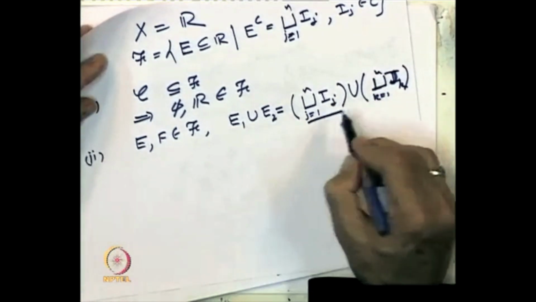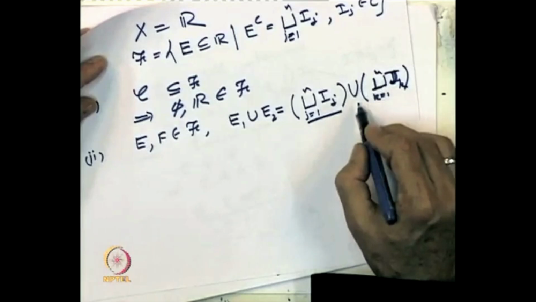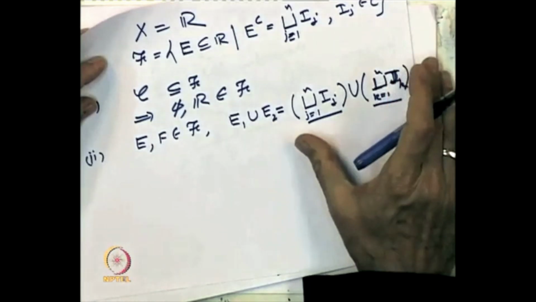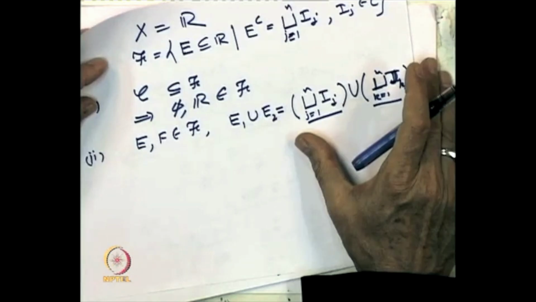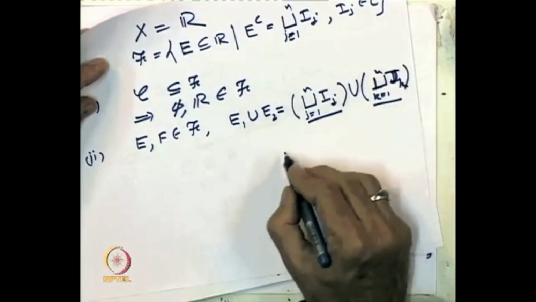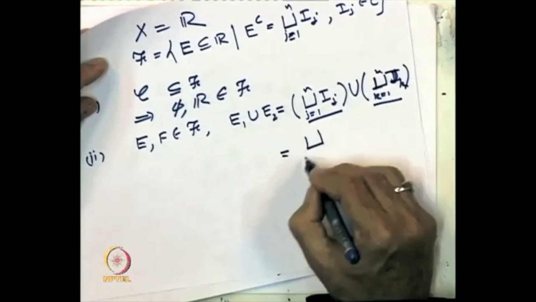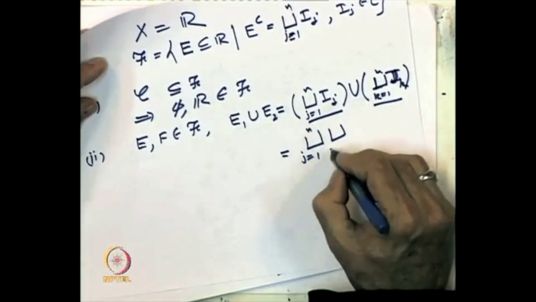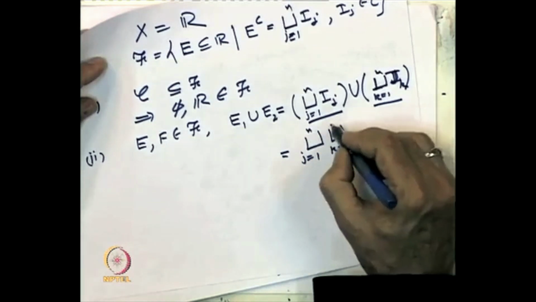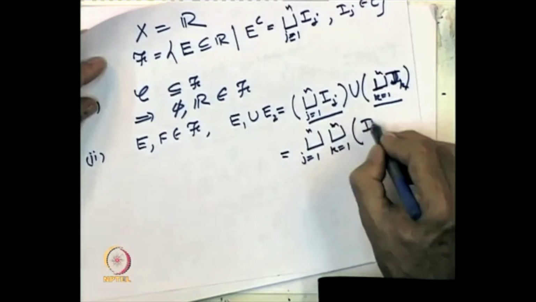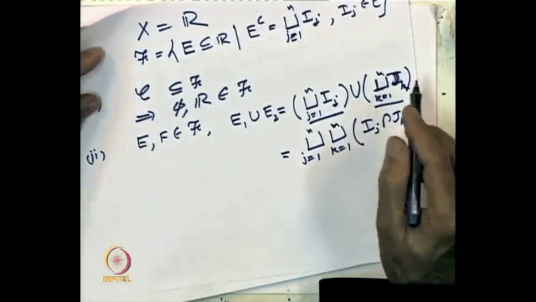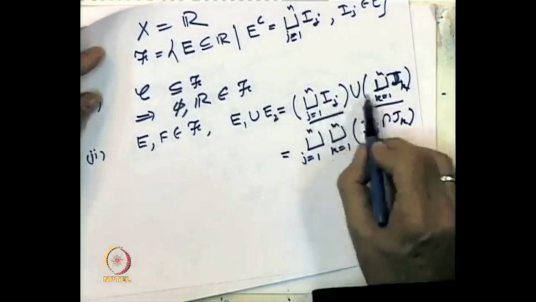Now this collection of intervals is disjoint, but all of them together may not be disjoint, but that does not matter much. I can write this as the union over j equal to 1 to n, union over k equal to 1 to m, of I_j intersection J_k. So what I am doing is intersecting.